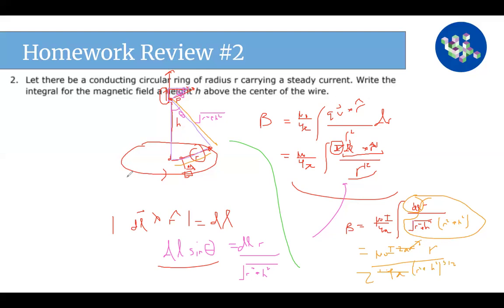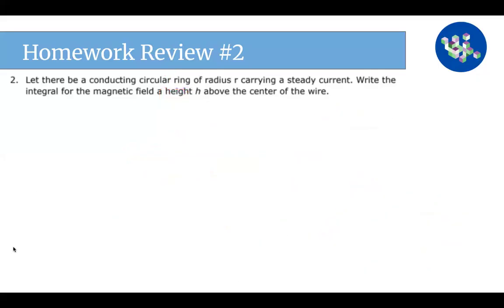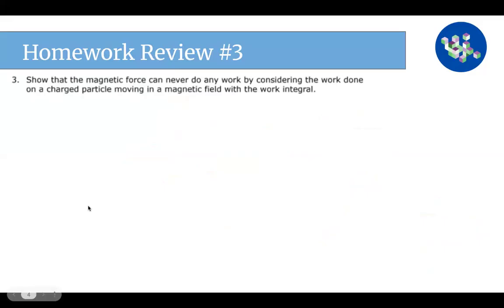That was just an application of the Biot-Savart law. Make sure you're familiar with the Biot-Savart law, and you should be good. Okay, let's move on. Show that the magnetic force can never do any work by considering the work done on a charged particle moving in a magnetic field with the work integral.